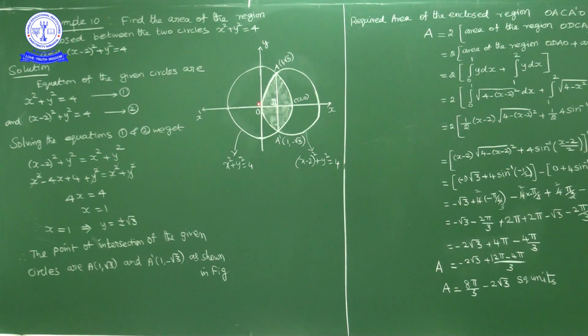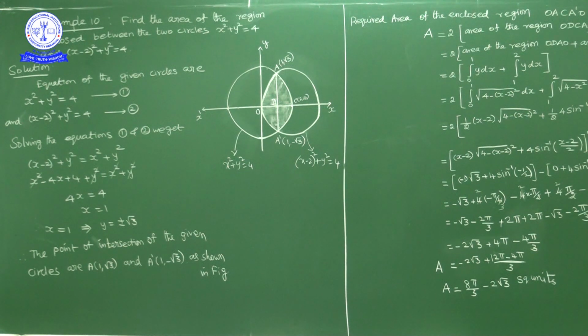This above x-axis area is nothing but the area of the region ODAO plus the area of the region DCAO. Now the area of the region ODAO is nothing but the area under the circle (x minus 2) whole square plus y square is equal to 4, between the limits x is equal to 0 to x is equal to 1. But D is the point 1 comma 0.